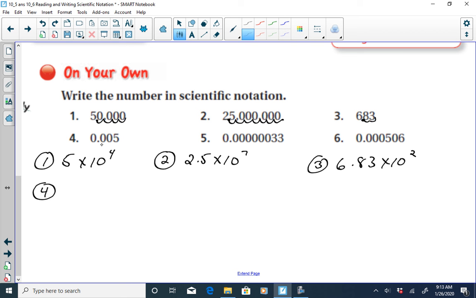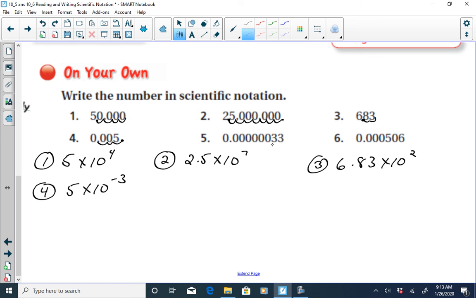Let's look at 4. Where would we have to locate the decimal point so that we have a number greater than or equal to 1 but less than 10? We'd have to locate it here. How many places did we move it? 3 places. So that's going to be 5 times 10 to the negative 3 power. Remember, small decimals are going to have negative exponents.